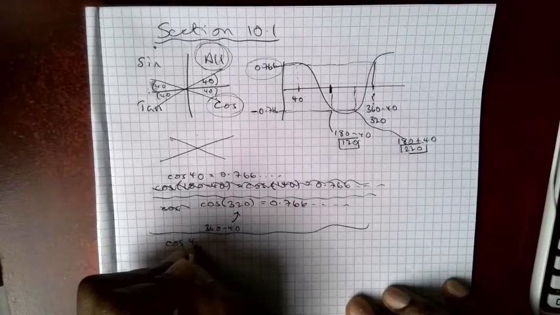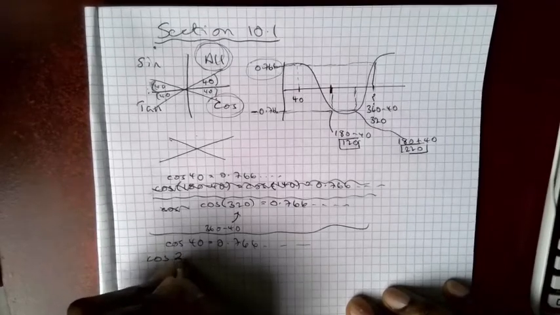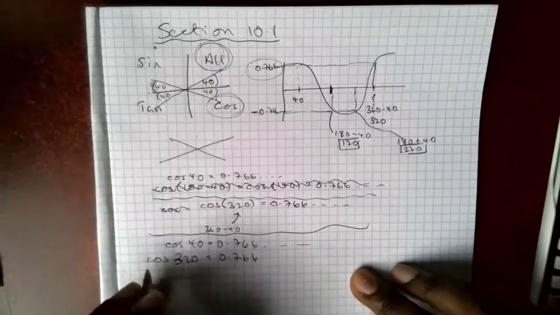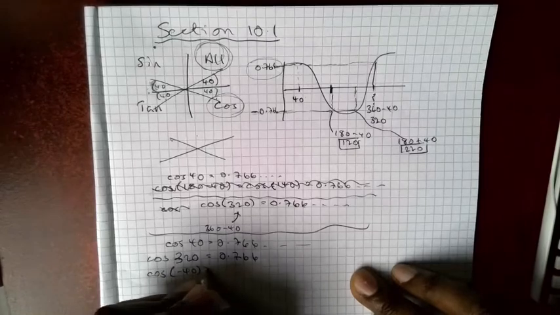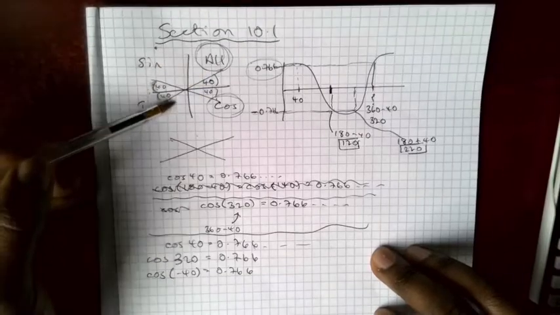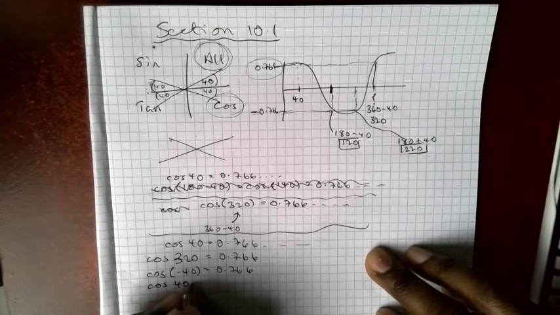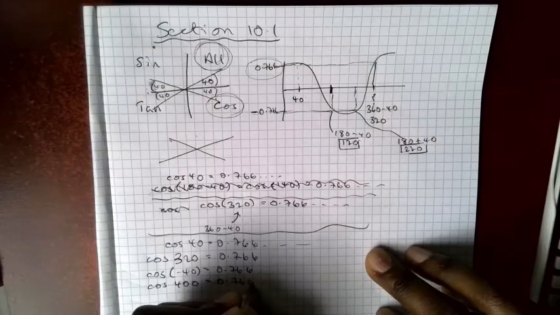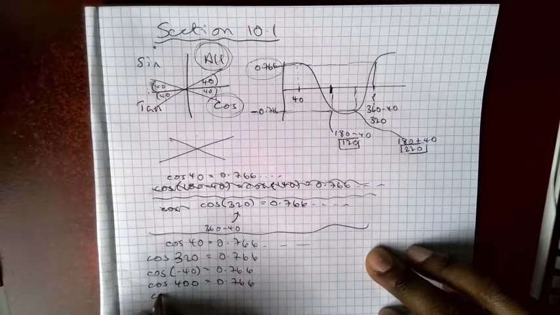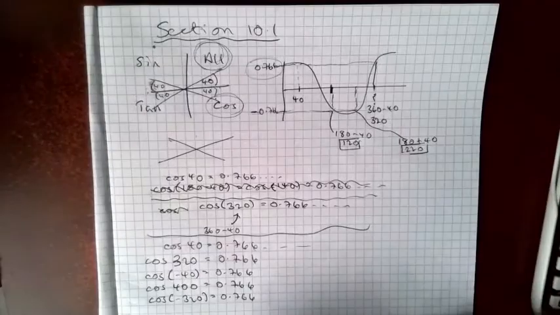I'll write this out again clearly down here. So cos 40 is 0.766. Cos 320 is also 0.766. I could also look at this angle here: cos of negative 40 is 0.766. There are loads of others. If I go around, 360 plus 40, cos 400 is 0.766. You can keep going around lots and lots of times. I could go around backwards here, so cos of minus 320 is also 0.766. I can keep going forever.